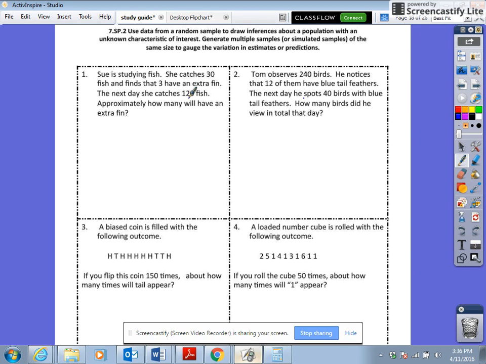So this is the probability. So you have to set up, she caught 30 fish and 3 had an extra fin. So 30 fish. Okay, and 3 had an extra fin. I'll just write fin, extra fin. So if we remember about our proportions from earlier, if she catches 120 fish this next time, how many will have an extra fin? That's just what we did during proportions.